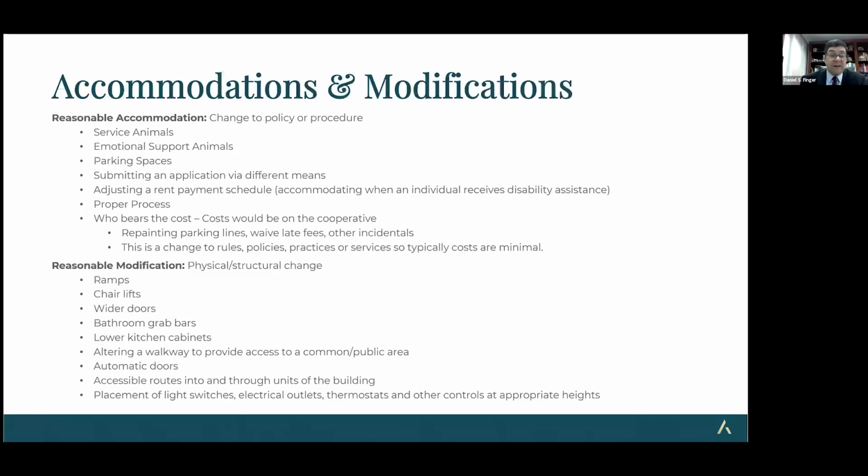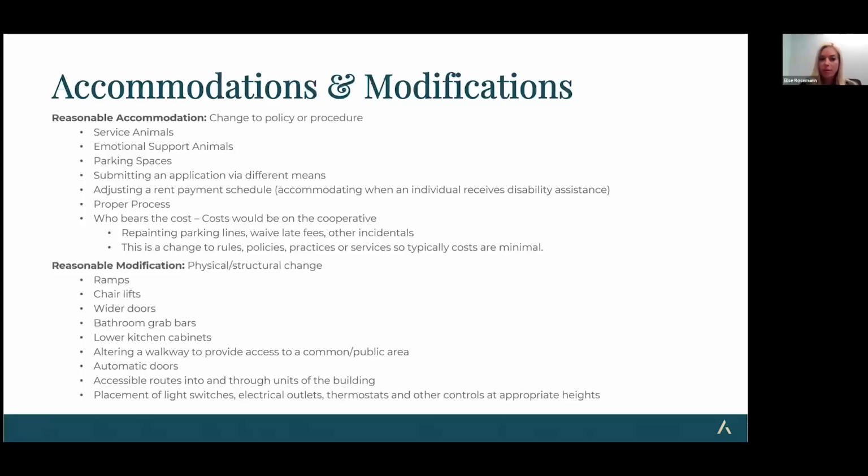For a parking space, it's going to be even less. I mean, you should be able to figure it out, and generally it shouldn't be that complicated. If somebody has a need for a parking space, if they're handicapped and they need a parking space in the building, you might have to give them that parking space.